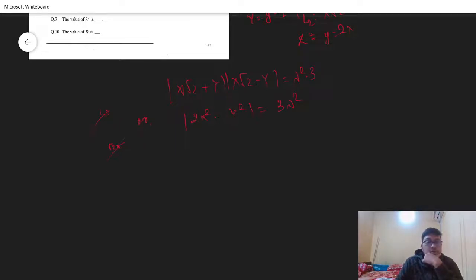Clearly we could see that this equation gives the set of the two hyperbolas. Suppose C1 and C2, and the equation for C, the locus of the point, will be this curve. The first hyperbola is 2x square minus y square equals 3 lambda square, and the second hyperbola is y square minus 2x square equals 3 lambda square. Clearly one hyperbola is the conjugate of the other.